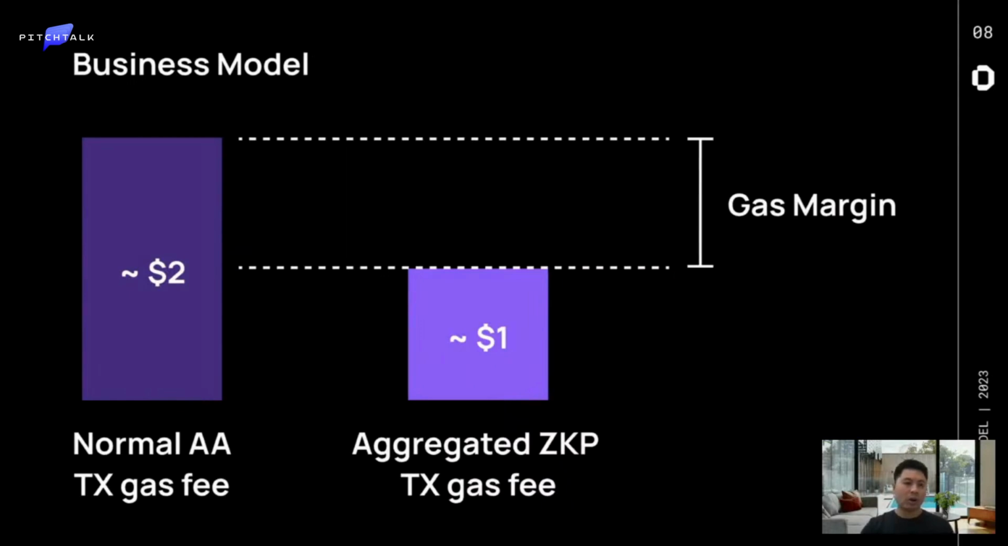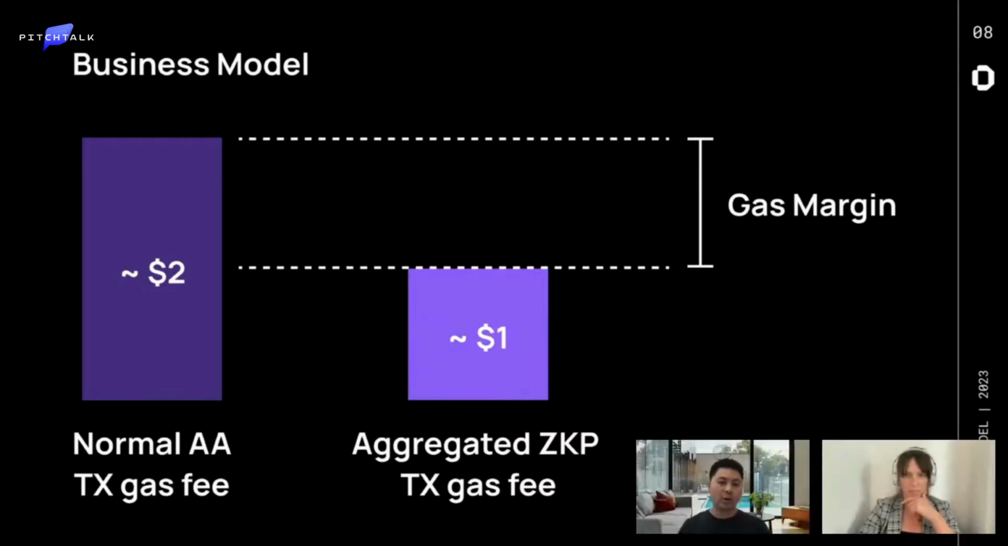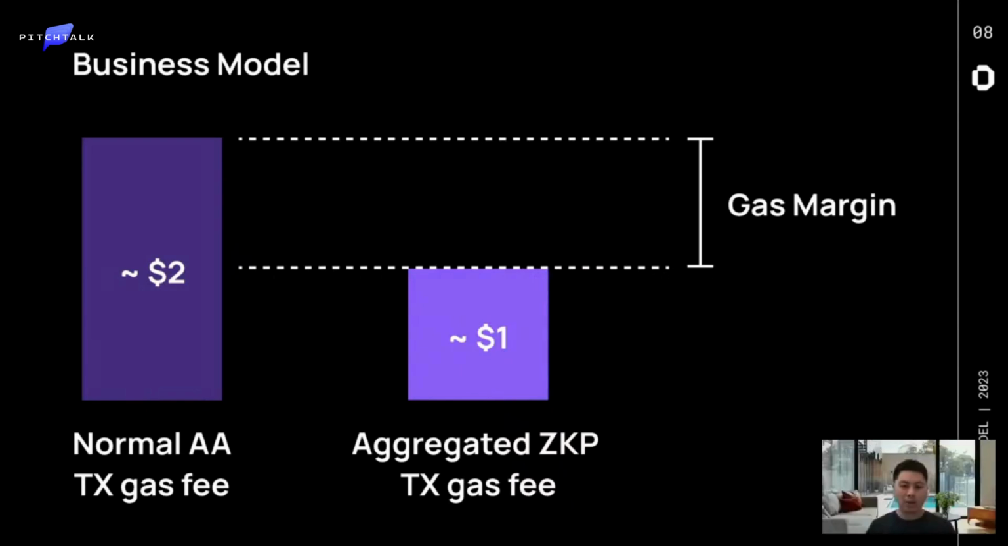This is our business model. In terms of our business model, we took a different approach. Instead of charging a high fee structure, we implemented something called the aggregated zero knowledge proof algorithm to reduce the amount of gas cost for each transaction. So there's a gas margin which we can leverage. Users will not even notice it.